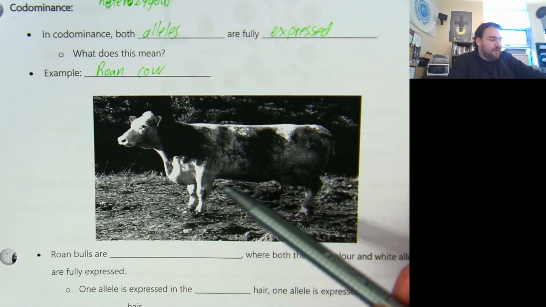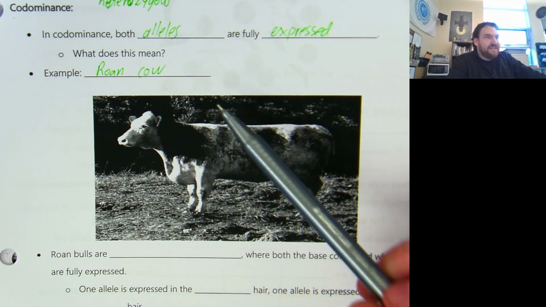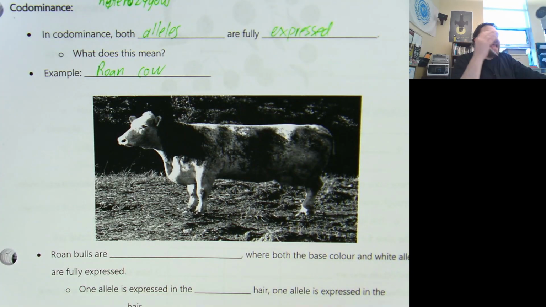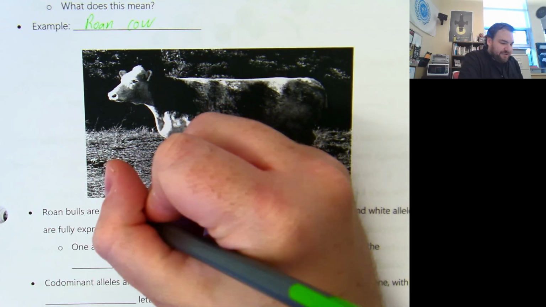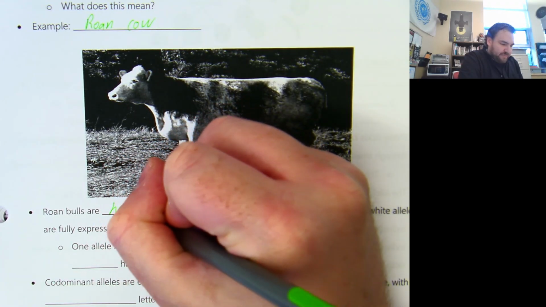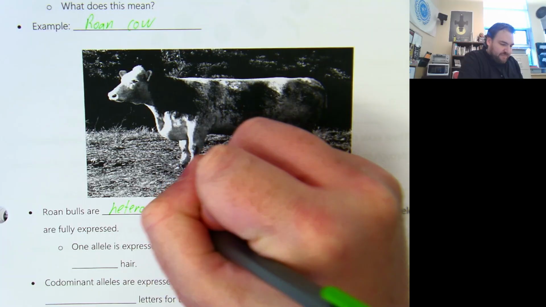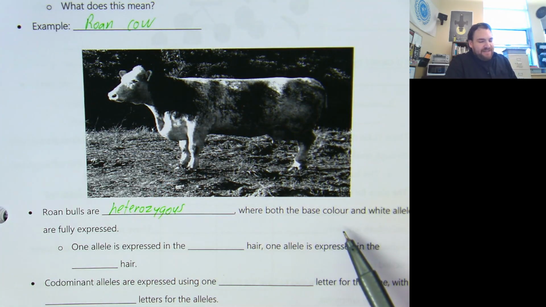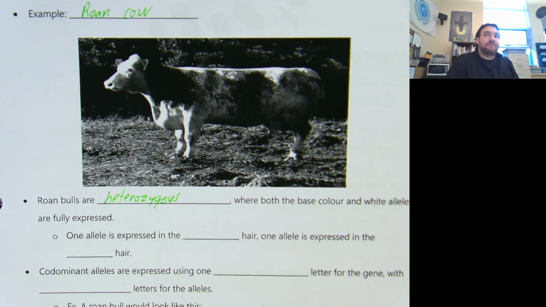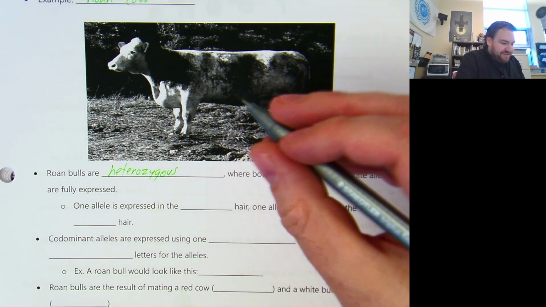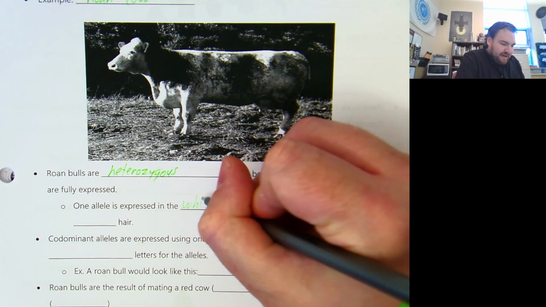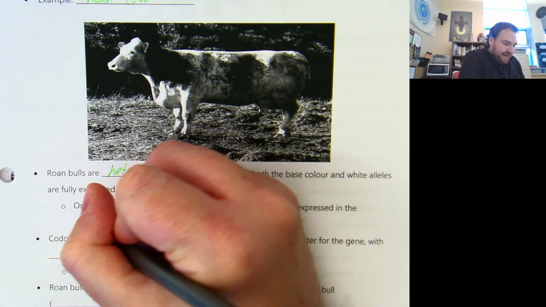So the coloring that shows up here is what's called a roan, and what it means is that you've got a full expression of red and a full expression of white, and you get this kind of dappled color here. Roan bulls are heterozygous, where both the base color, the red, and white are fully expressed. One allele is expressed as white hair, the other allele is expressed as red hair.